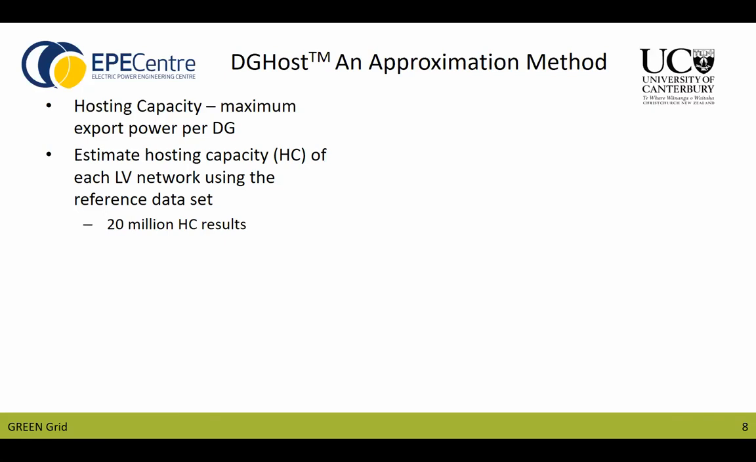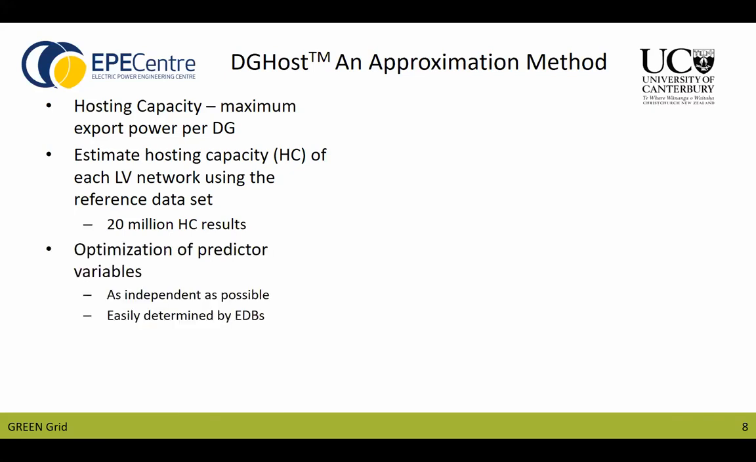But when you considered all the different scenarios of increasing levels of DG PV in your networks, and also all the different possible combinations of where those PV can lie, it ended up being millions of hosting capacity results. So then the question is, how do we identify a similar network? And for that, we had to choose some predictive variables that would define the sort of network it was. And the hypothesis is if you've got similar network parameters, you're going to have similar hosting capacities.